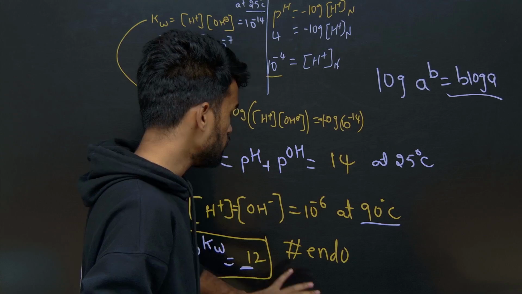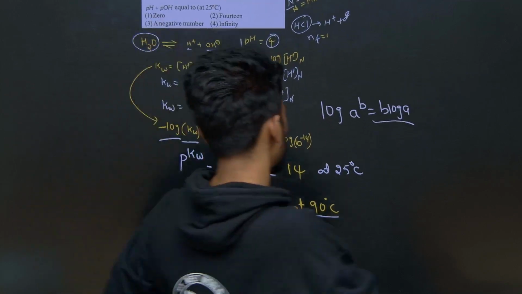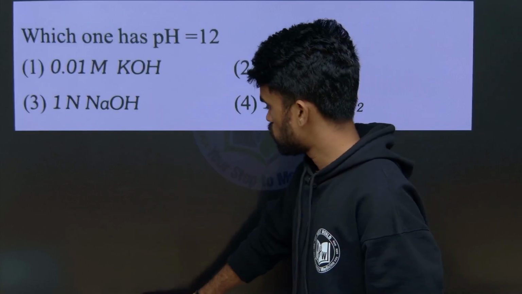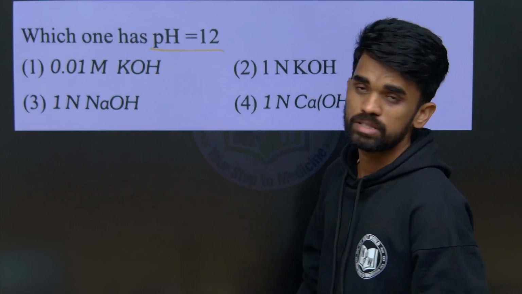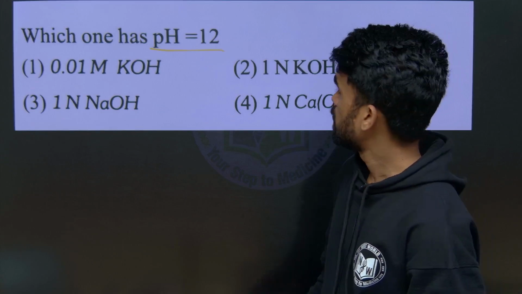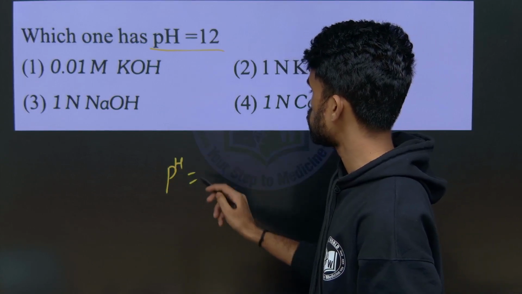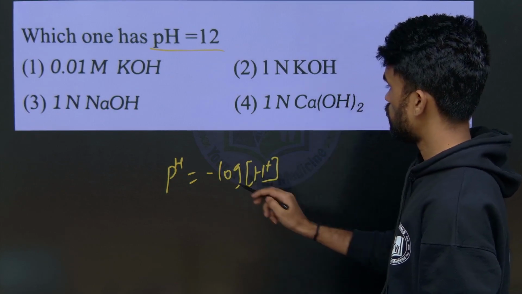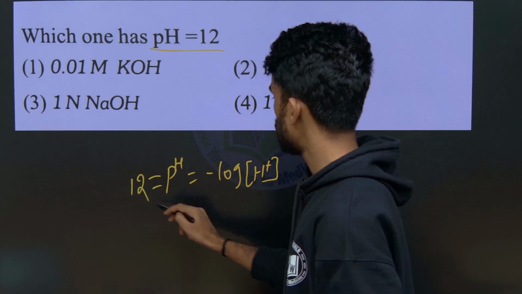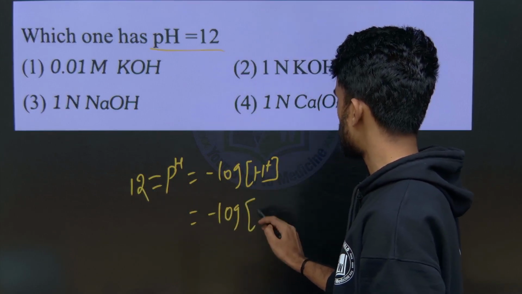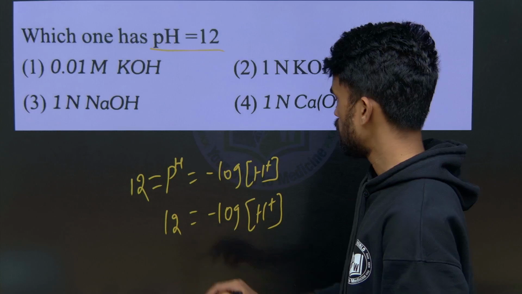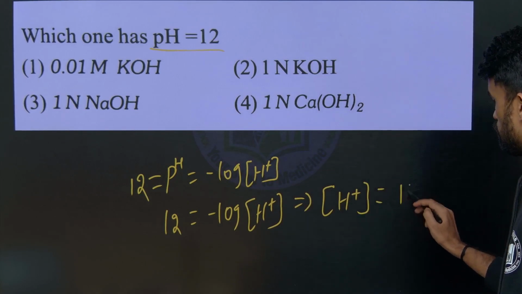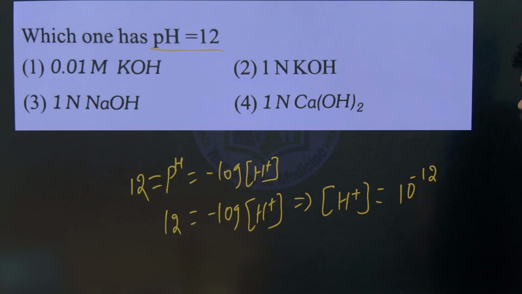Okay, then next we will discuss a few more questions here. Which one has pH equal to 12? So how can we answer this? Okay, what I told you, pH equals minus log concentration of H plus, right? So pH is 12, so it means minus log concentration of H plus ion is 12. From this, the concentration of H plus ion will be equal to 10 power minus 12. Okay, I hope this is clear.